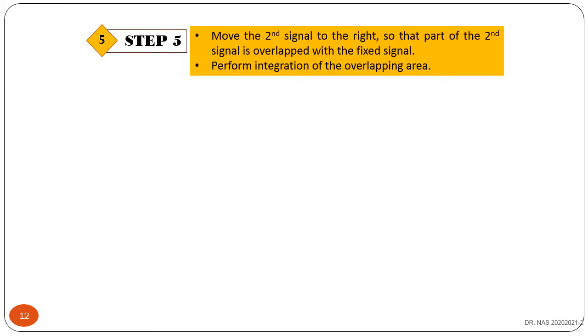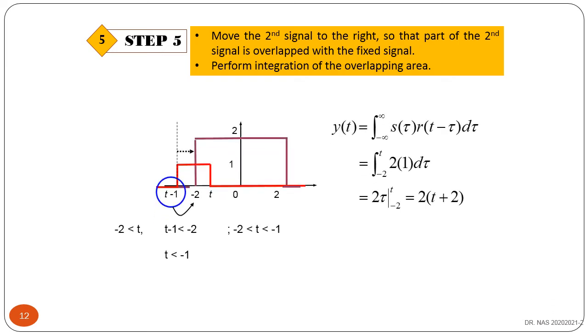Okay, in the previous step, we have seen when there's no overlapping. So the next step, we need to move the second signal to the right so that part of the second signal is overlapped with the fixed signal. Earlier we can see that this is the fixed signal, and then this is r(t minus tau). There's no overlapping in the earlier step. So now we move this signal into the fixed signal so that part of the second signal is overlapped. So we can see now part of the second signal being overlapped with the fixed signal.